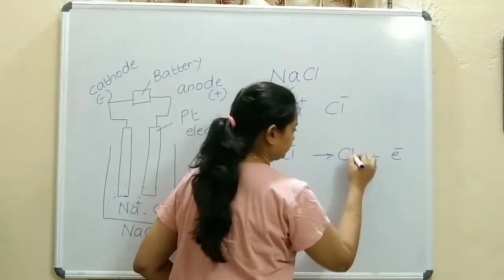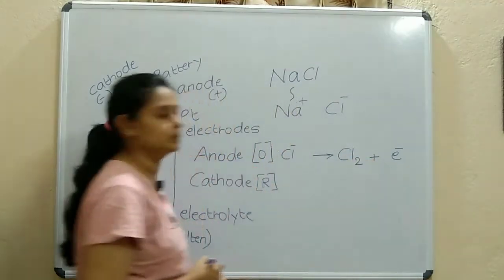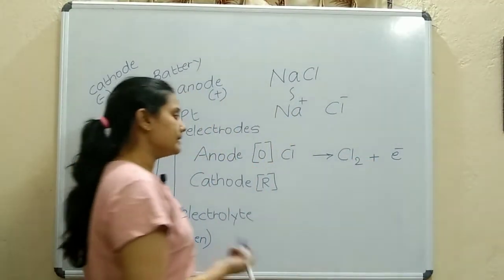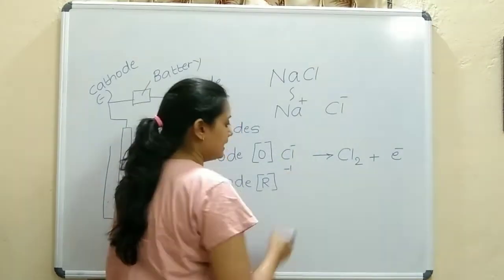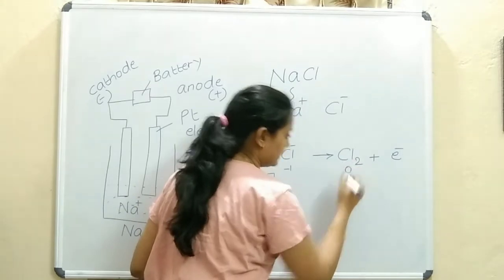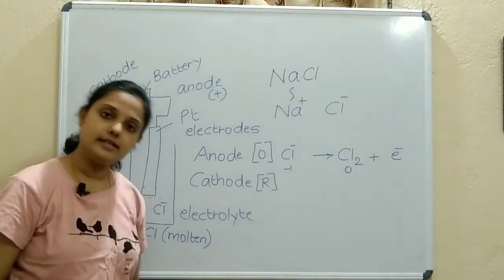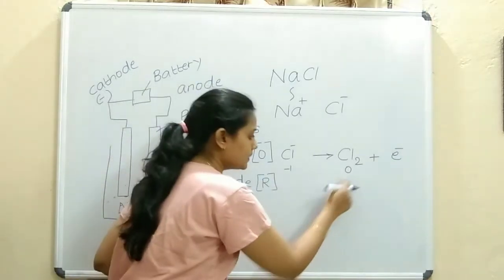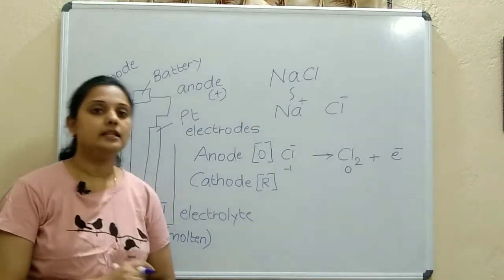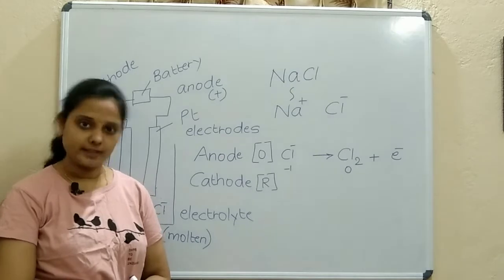oxidized, Cl2. Correct. You can see the oxidation number also. Here it is -1 and here it is 0. Cl2 is in the elemental form, so it is 0. So -1 to 0, there is an increase in the oxidation state, right?